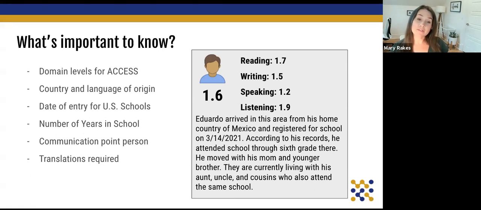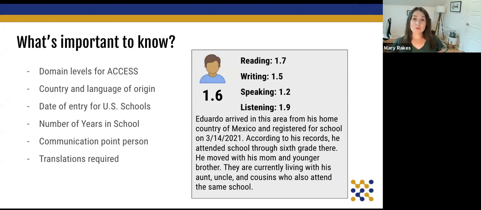We also want to know what kind of communication point person we might have with Eduardo. It could be a relative that's not mom or dad, or it could be their mom, their dad, it could be both. So that data is going to tell us who we should communicate with and if the translations are required for that person and what those translations might be.